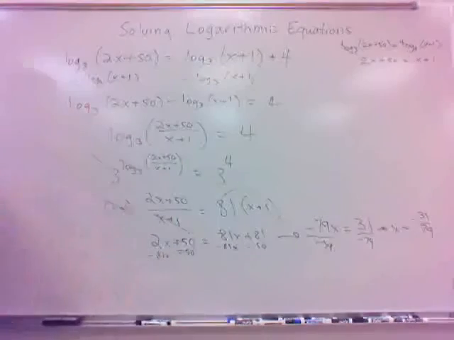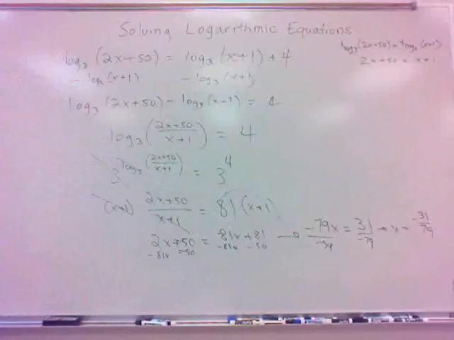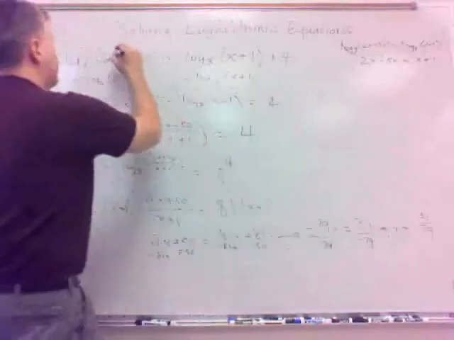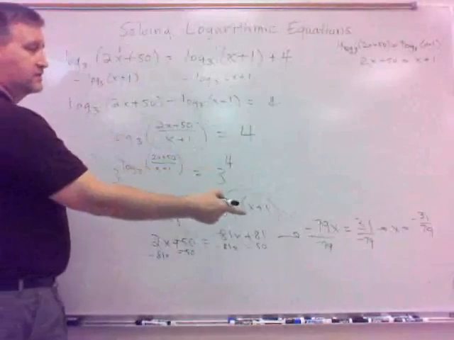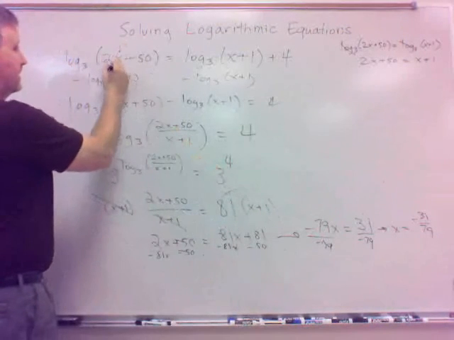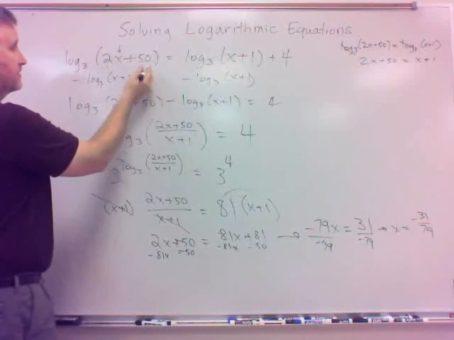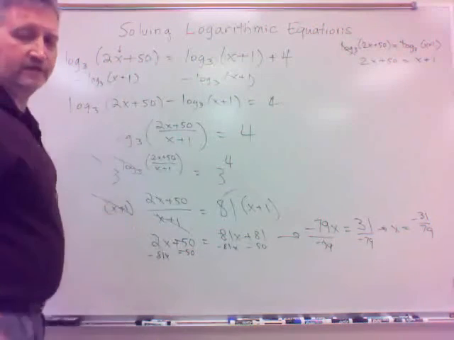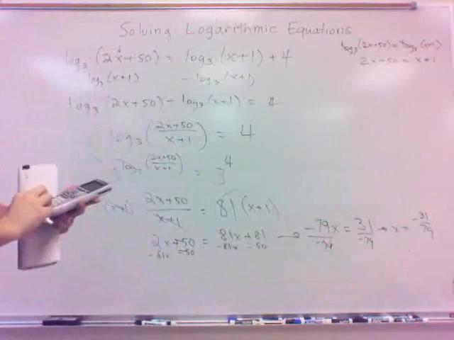Uh-oh. Is that going to be okay? Yeah, I think it's okay. It's negative, but it's okay, I think, because if I plug in negative 31 over 79, which is not even a half, if I plug that in here, 2 times that plus 50, let's check. Negative 31 over 79.